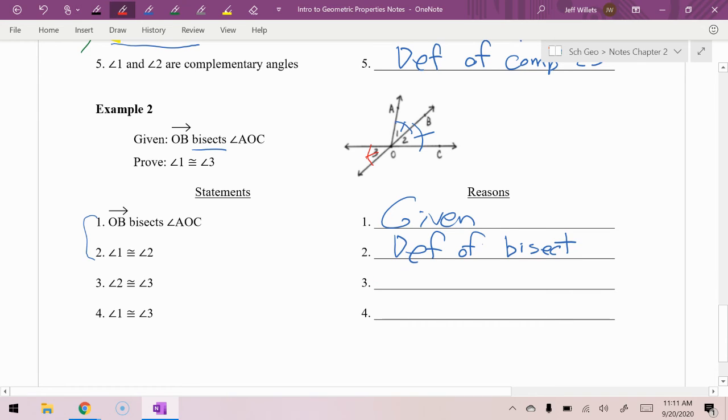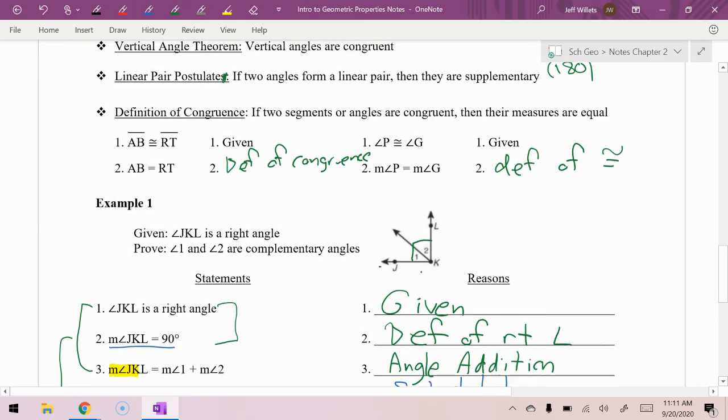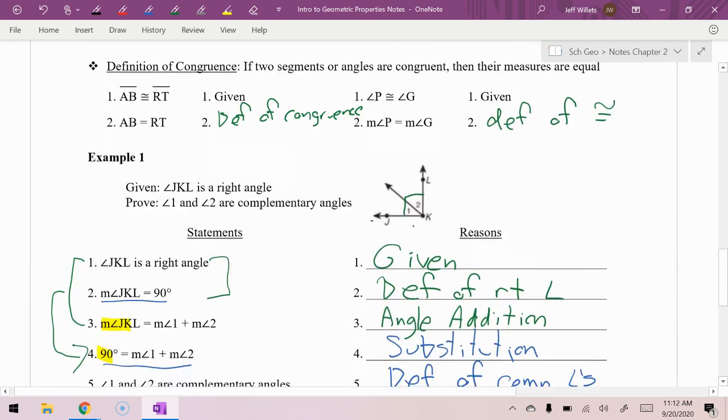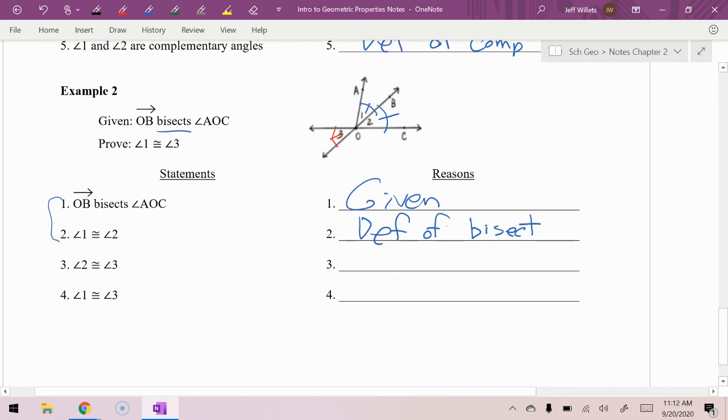Now, here's the thing. That was called the vertical angle theorem. You can either refer to it by the name of the theorem, or you could just write out what the theorem says. I like to just write out what the theorem says, because then I don't need to worry about names. So you could just write vertical angles are congruent.